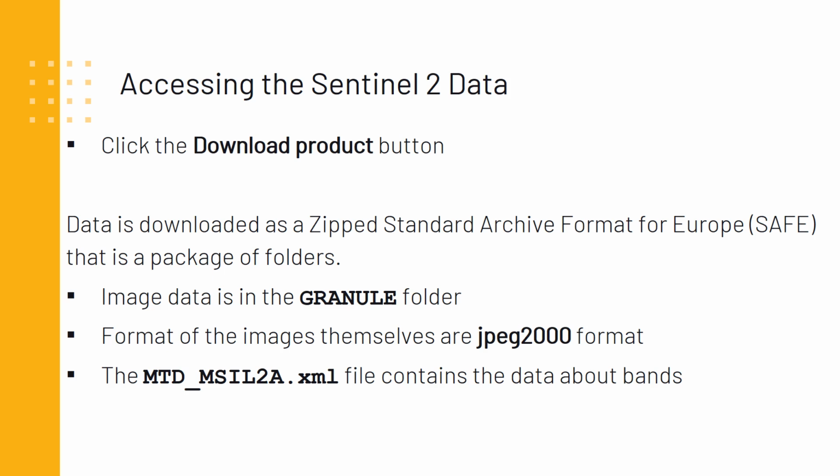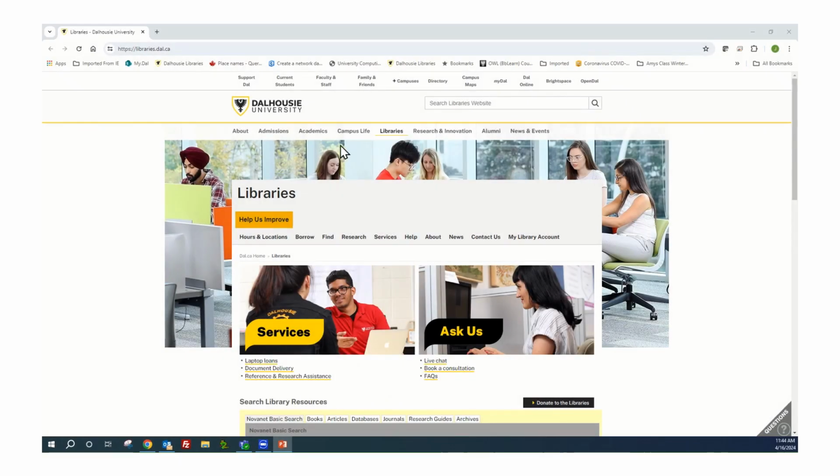The mtd_msil2a.xml file contains information about the bands, and that information will be used subsequently to bring the data into ArcGIS Pro. Be aware these files are big and will take quite some time to download, so be patient. Now I'm going to access the data given the tools I showed you.